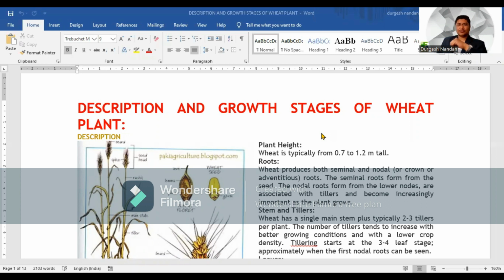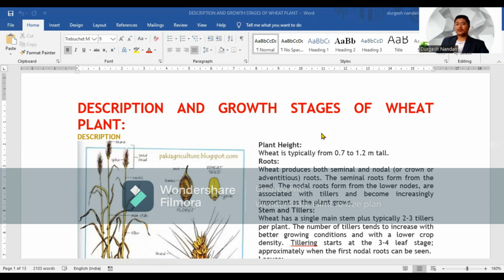Here the description and growth stages of wheat are given. Let's discuss the wheat plant. What is the morphology of the wheat plant? The plant height is 0.7 to 1.2 meters tall.